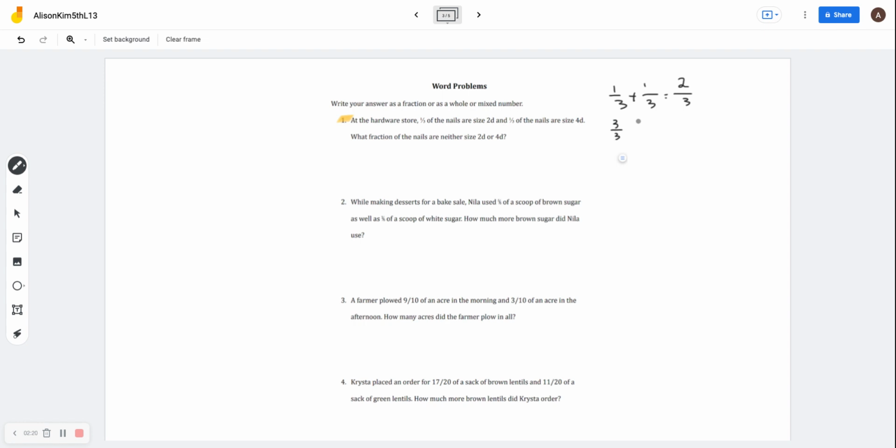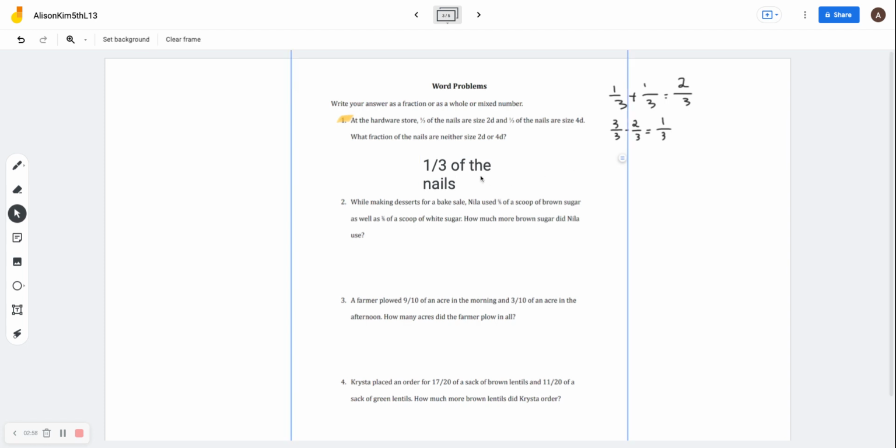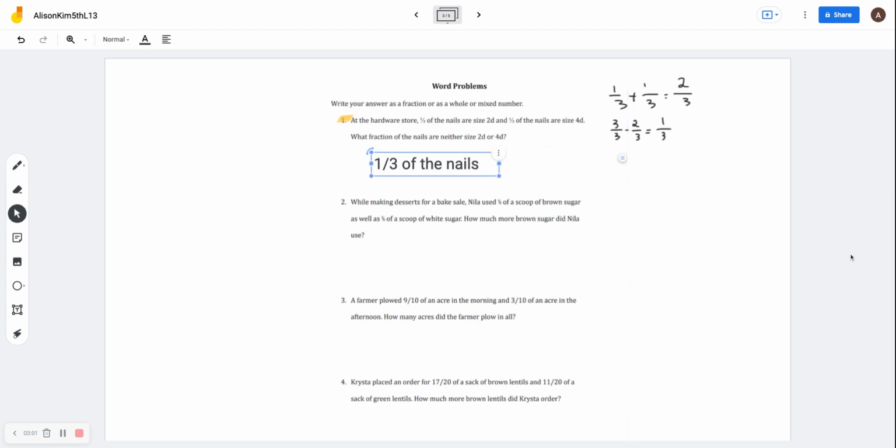So in order to find out which fraction of nails are neither 2D or 4D, we're going to have to subtract the total number of nails by the total number of 2D and 4D nails. So we're going to do 3/3 minus 2/3. Once again, denominators stay the same because they're both 3. And then we just subtract. So 3 minus 2 is just 1. So our answer would be that 1/3 of the nails are neither, right? And our labeling would be of the nails. Or just nails. That works too. Word problems, make sure you label. It's always important.